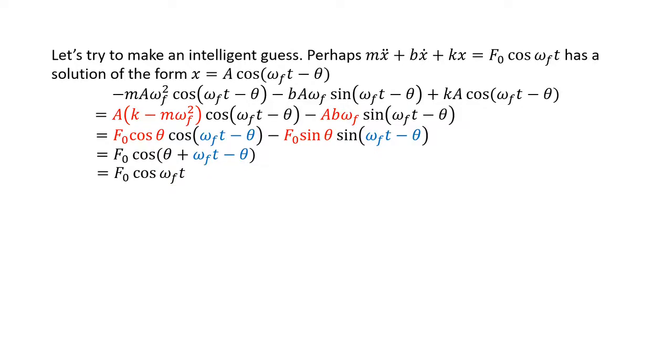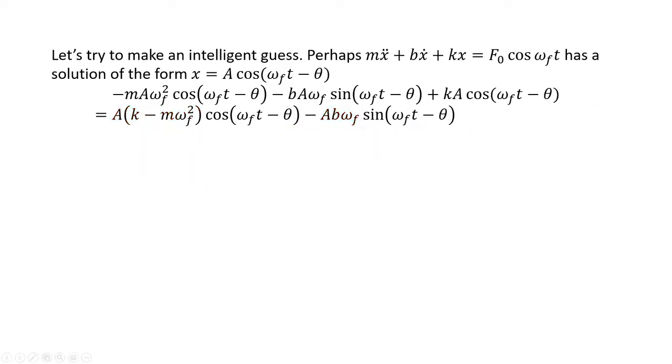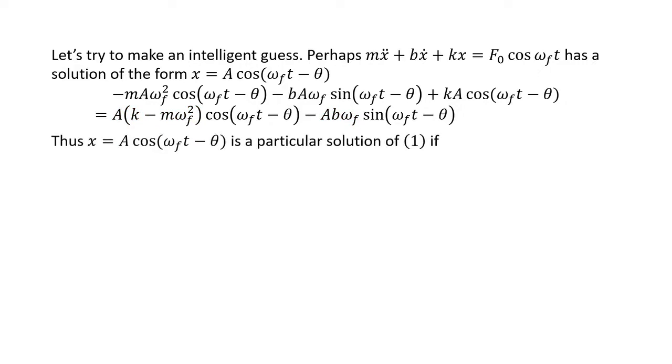So now I've got an angle of attack. If this is equal to f0 cos theta, and that term is equal to f0 sine theta, then I can have a solution. So let's see if we can realize that. So that x that we guessed will be a solution if these two relations hold.